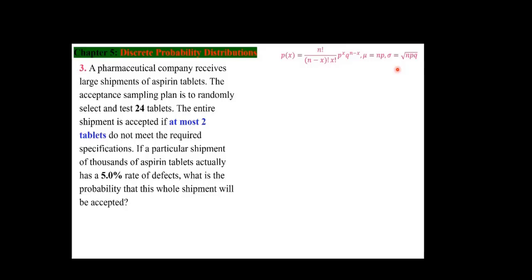So this is a binomial distribution. If you're claiming this is a binomial distribution, you always need to give two things. What is your n? What is your p? N in this case is 24, p is 5% or 0.05.